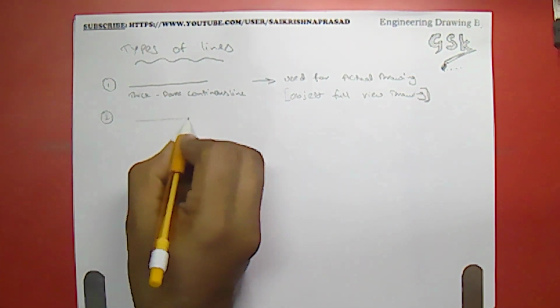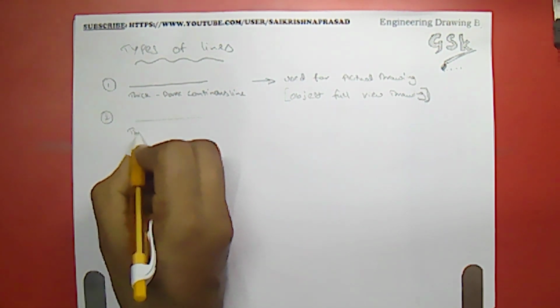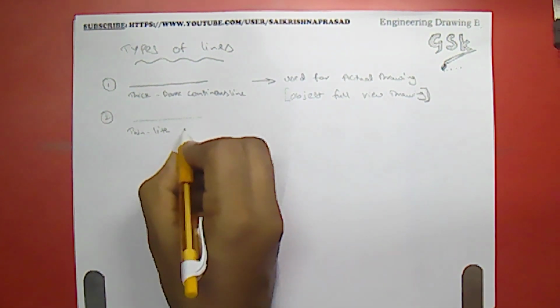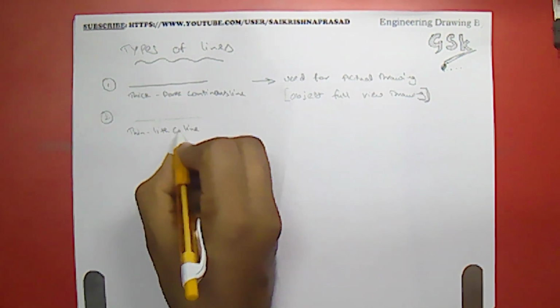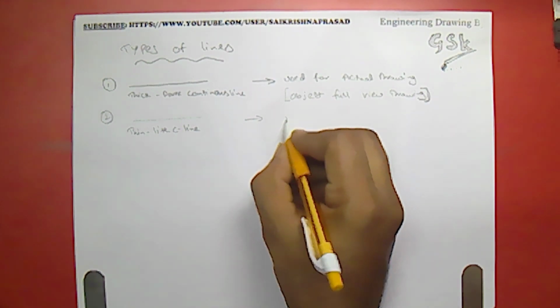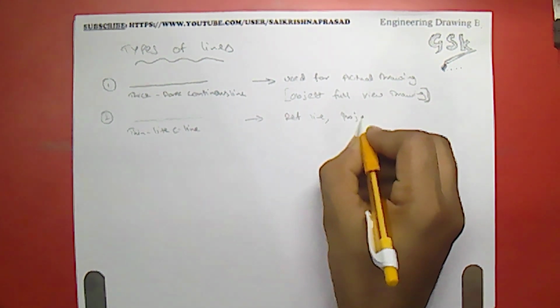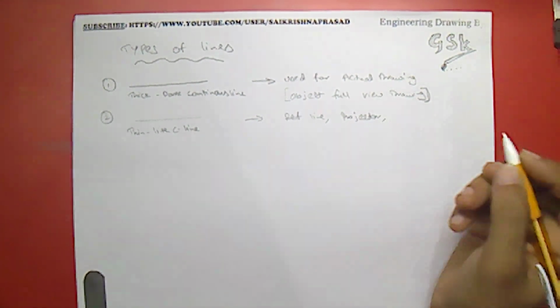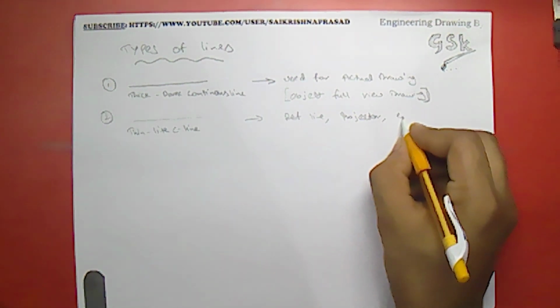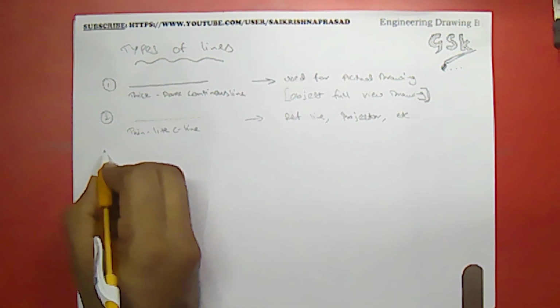Then the thin light line, a continuous line. These are used as reference lines or projectors and other reference purposes. We'll be using thin lines.